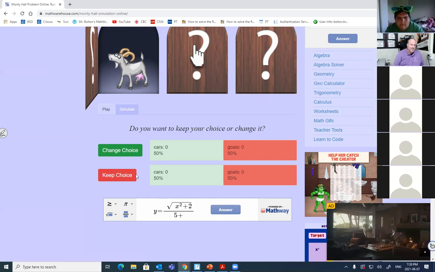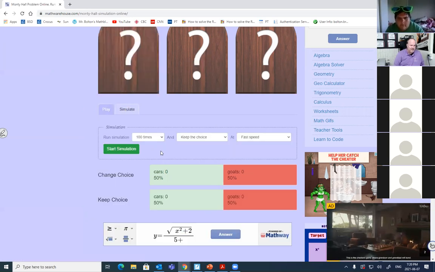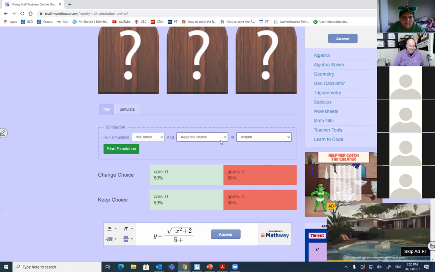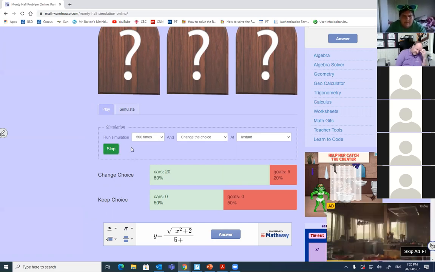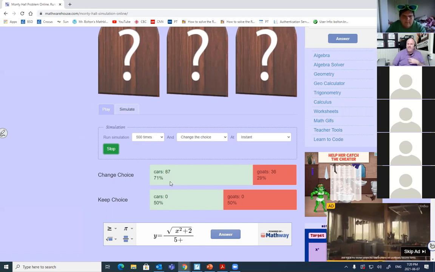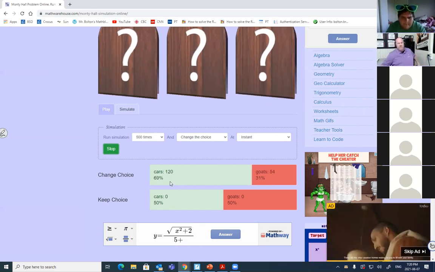So for instance, let's look at this one. If we want to simulate it here, let's just do this 500 times. We'll do it at instant, and we want to change our choice. So watch what happens when we start the simulation here. Look at how the percentage changed, right? 70, 20, right? And I think when I did that before, it was almost 70, 30. It was almost perfect.